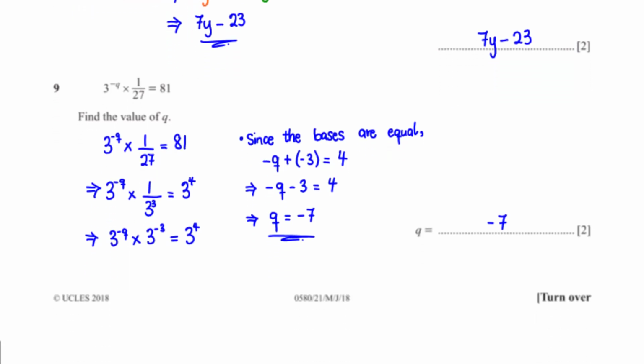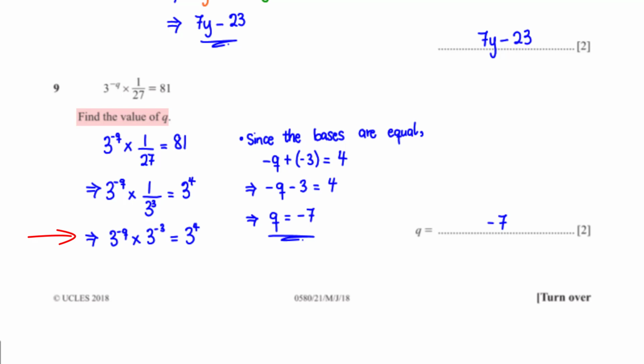3 raised to the power negative q times 1 over 27 is equal to 81. Find the value of q. So to find the value of q, one way we can easily achieve this is to rewrite 27 and 81 to the base of 3. And when we do that, we get 3 raised to the power negative q times 1 over 3 cubed equals 3 raised to the power 4. In the next step, let's rewrite 1 over 3 cubed as 3 raised to the power negative 3.